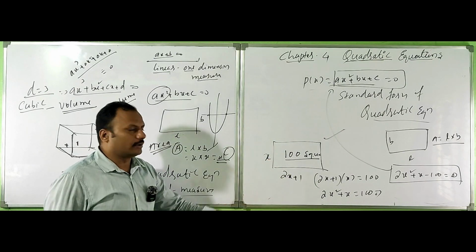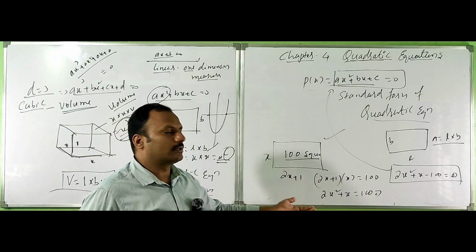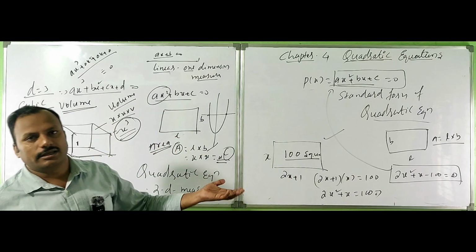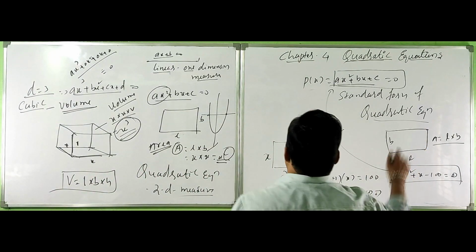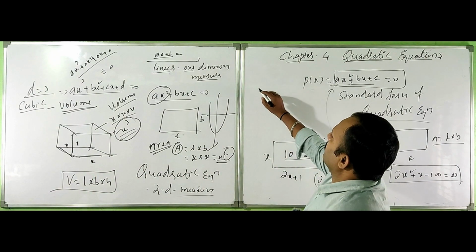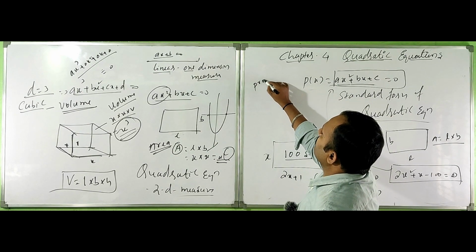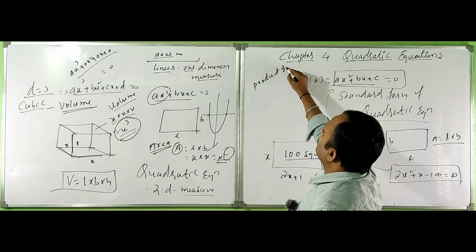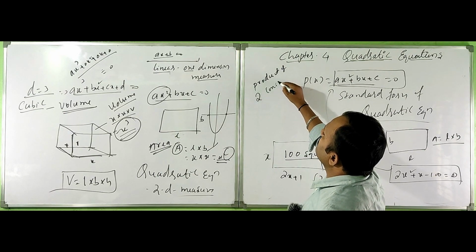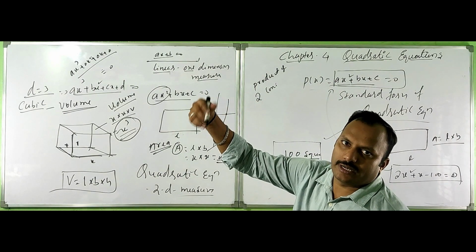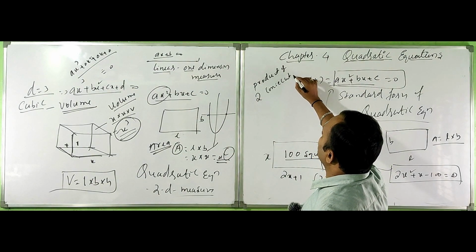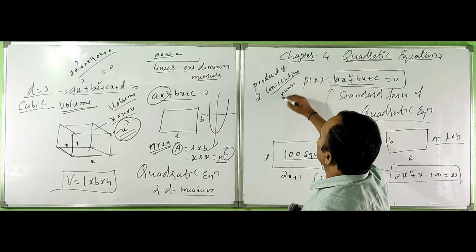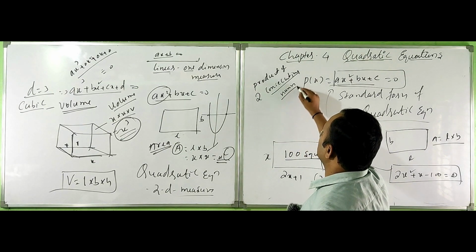If you don't know the length and breadth, but you know the relation between the length and breadth, then you can find the length and breadth by these conditions, x square and y square. Again, let's take the product of two consecutive numbers. Two consecutive means the next immediate term. Product of two consecutive numbers is 6.